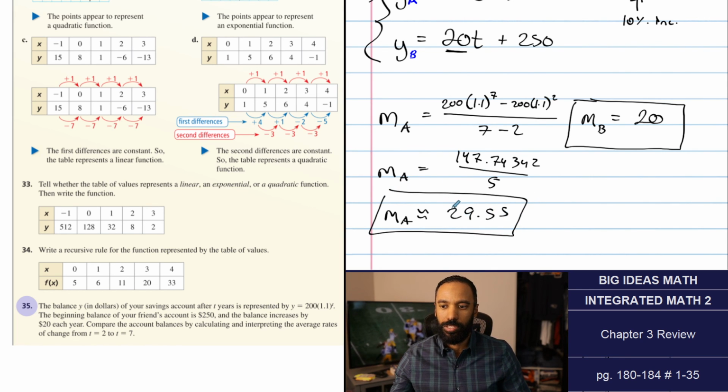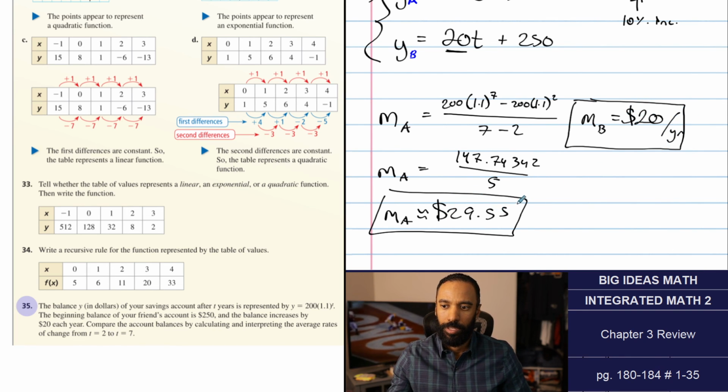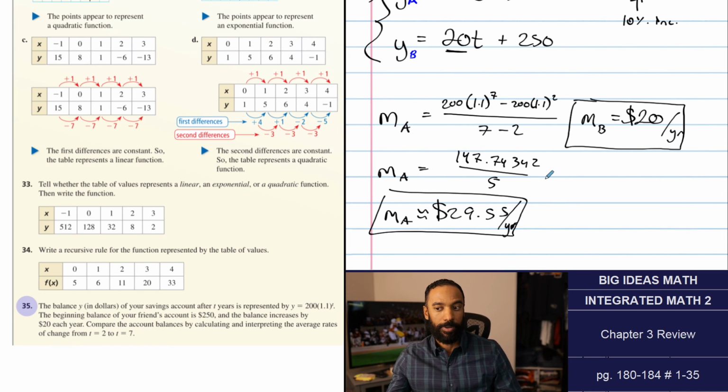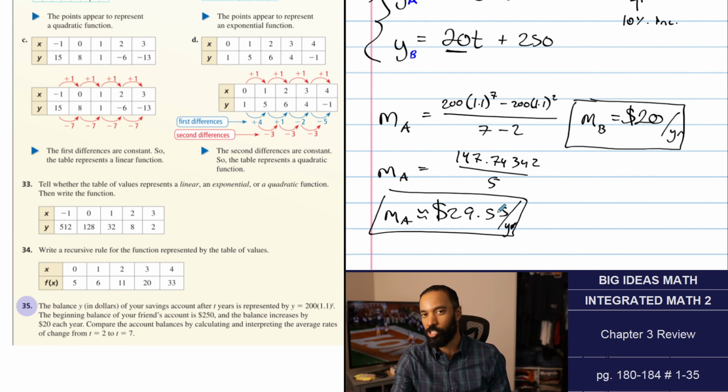So it says compare the two. Remember, this is per year. That's the slope. That's the rate of change. So on average, this is happening. This happened every year. This happened over the course of those 5 years specifically.